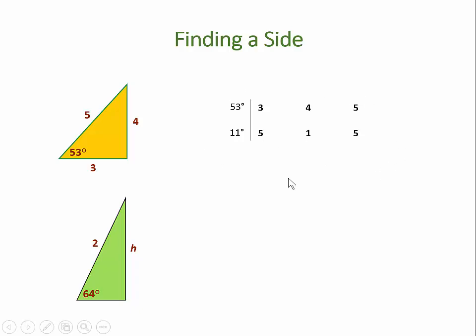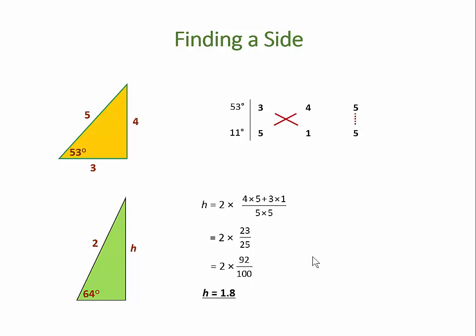So now, how do we use those numbers to get h? Well, h is going to be 2 times, where 2 is the hypotenuse, which is given, 2 times a fraction, and the numerator of the fraction is given by cross-multiplying here and adding. So that means 4 times 5 plus 3 times 1, that's there. And the denominator of the fraction is given by this vertical product, 5 times 5. So that's going to be quite easy to work out. We have 20 plus 3 is 23 on the top and 25 underneath. And if we double twice to get 100 on the bottom, then it's 0.92, which when we double we get 1.84. So that's it, and I'm going to show you another example just to make it clear.